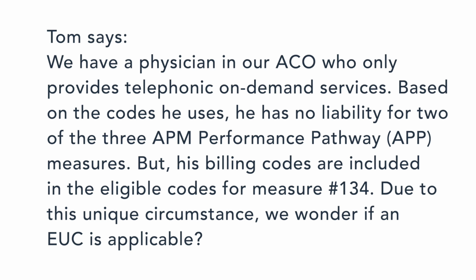Based on his exclusive use of the 99441, 99442, and 99443 CPT codes, he has no liability for two of the three APM performance pathway quality measures. And those two quality measures are hemoglobin A1C control and blood pressure control. But his billing codes are included in the eligible codes for the depression screening and management measure, which is number 134. As you can imagine, patients calling in for an acute or chronic arthritic complaint may not be in the right mindset to answer a question about their mood while experiencing pain.